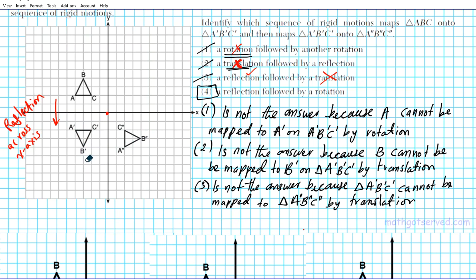Okay, so by a counterclockwise rotation about the origin, guess what? We are going to end up with triangle A double prime, B double prime, C double prime. Alright? So option number 4 is the answer. Alrighty, so let's write that down. So option 4 is the answer.